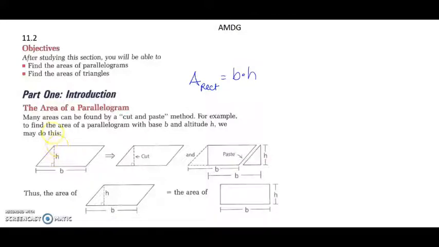If I have a parallelogram, I could drop an altitude down, and then I have a right triangle. If I take that section of the right triangle and slide it over to the other side, I've now formed a rectangle. So the area of a parallelogram is just the base times the height. And remember, height is always measured on a perpendicular.